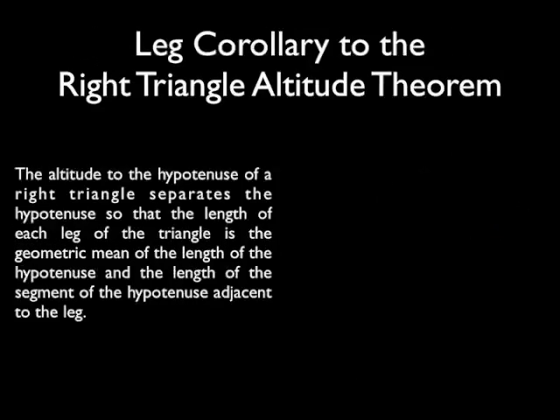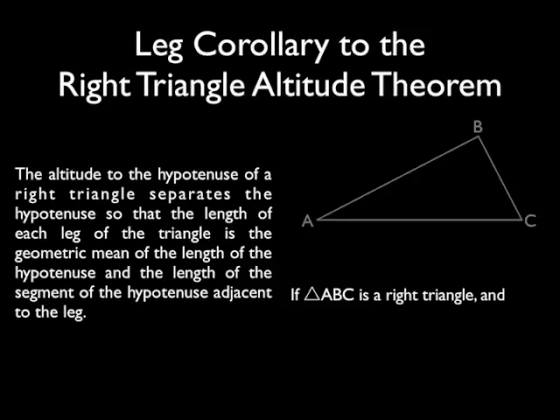Our second corollary is the leg corollary to the right triangle altitude theorem. You can see all of these words over here. It's long. The altitude to the hypotenuse of a right triangle separates the hypotenuse so that the length of each leg of the triangle is the geometric mean of the length of the hypotenuse and the length of the segment of the hypotenuse adjacent to the leg. Oh my word, I said that in one breath. Let's look and see what it means using a figure.